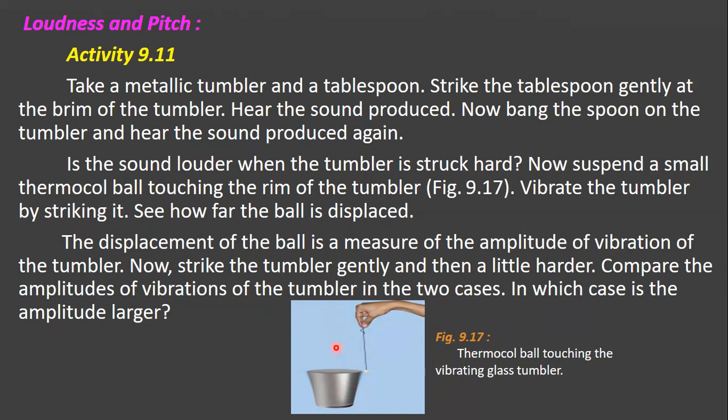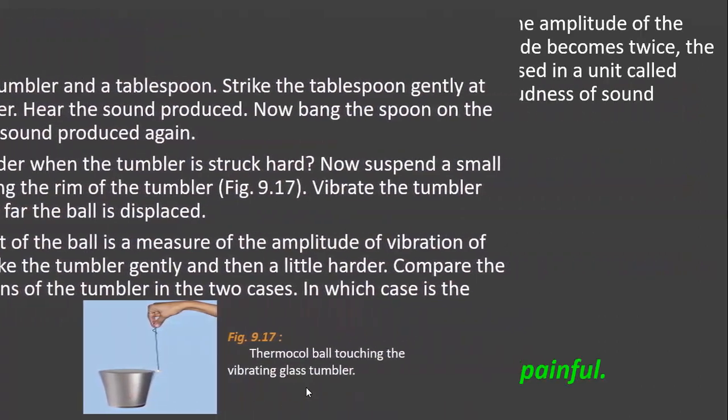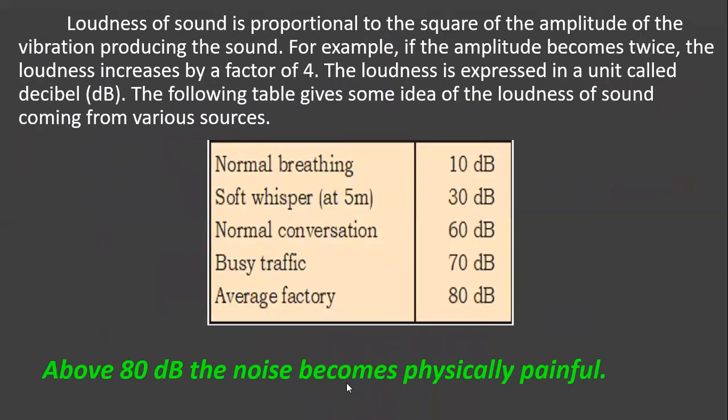Means here when you strike it slowly, the vibrations produced are less, and when you strike it harder, the vibrations produced are more. In which case is the amplitude larger here? Now we will see in which case the amplitude is higher. See, when the vibrations are more, obviously the amplitude will be high.